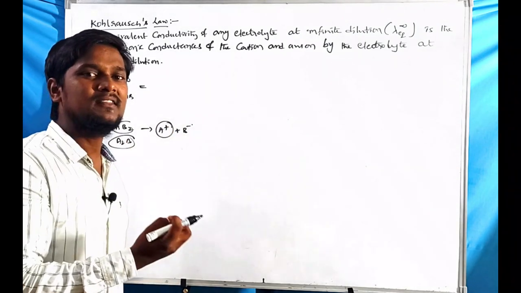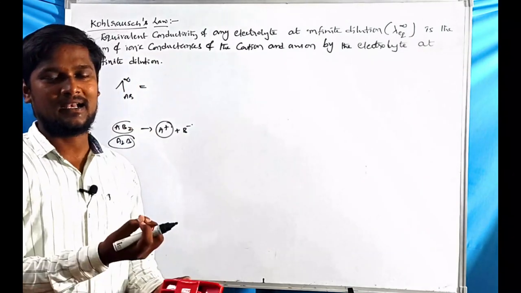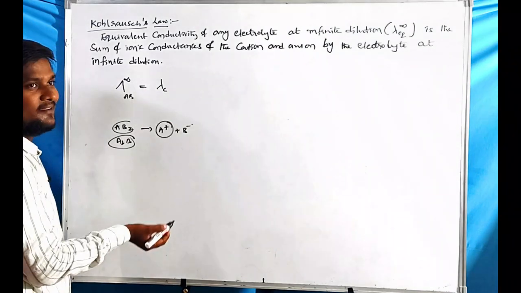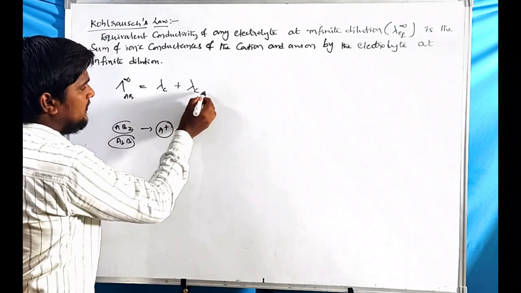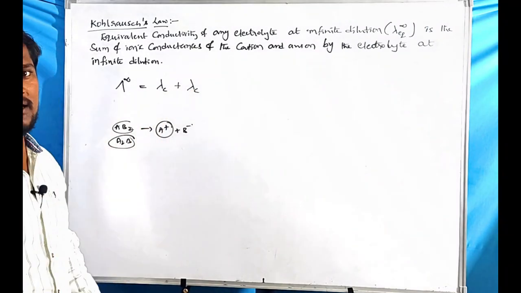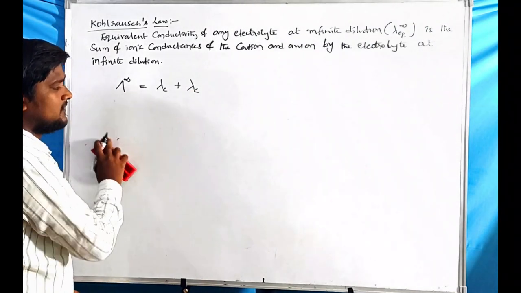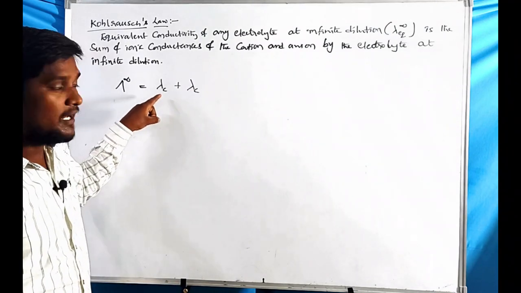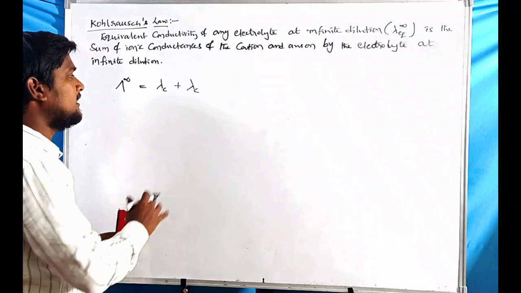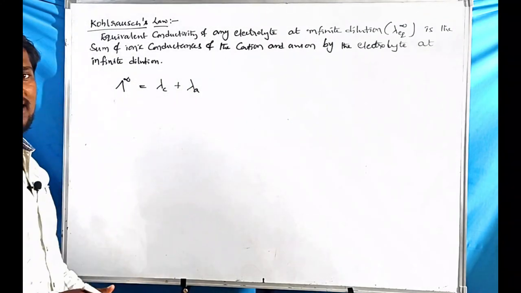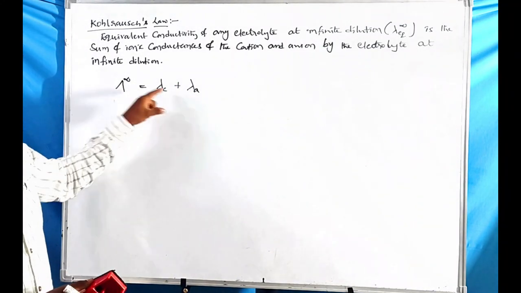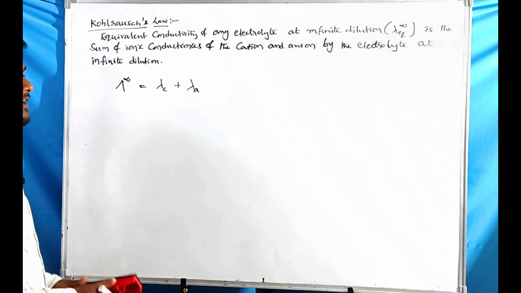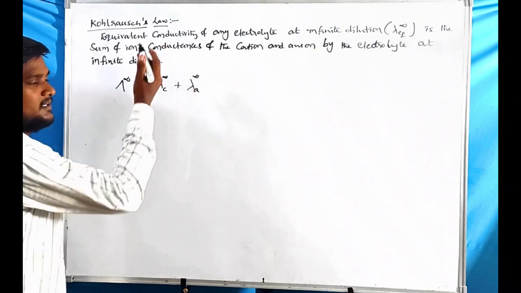Each ion has some conductivity, and that ion's conductivity is called ionic conductivity. Let us imagine here it is the cation conductivity plus the anion conductivity. So these are the ionic conductivities. According to the definition, the sum of the cation and the anion ionic conductivity is nothing but the equivalent conductivity at infinite dilution. At infinite dilution itself, it indicates it is the infinite dilution.